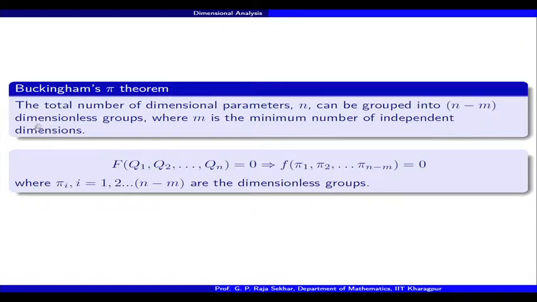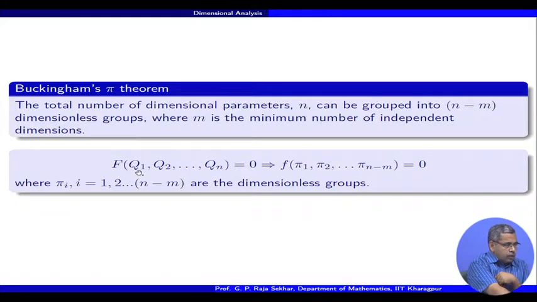So what does it state? The total number of dimensional parameters n can be grouped into n minus m dimensionless groups, where m is the minimum number of independent dimensions. Which means, suppose you have n dimensional parameters and m minimum number of independent dimensions, then n minus m dimensionless groups can be identified.